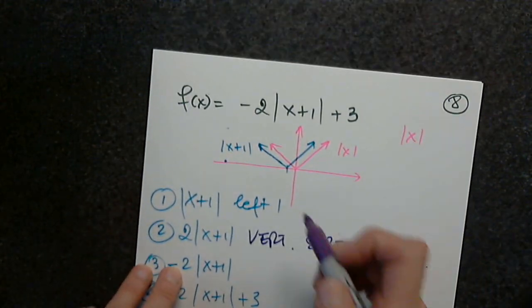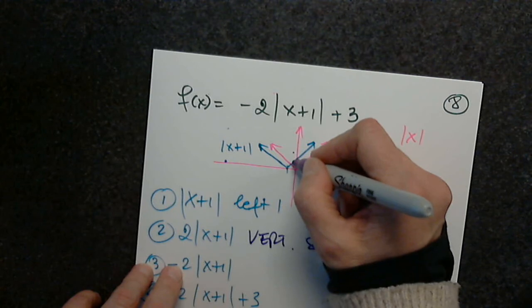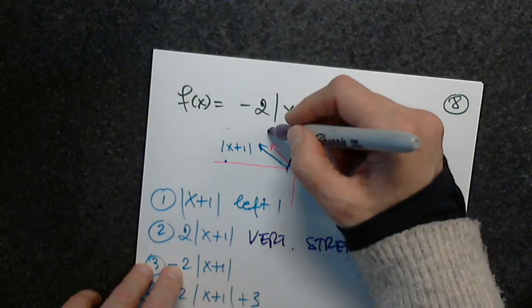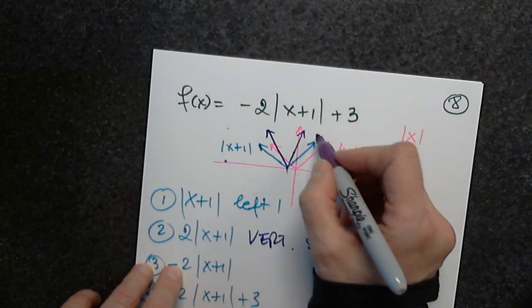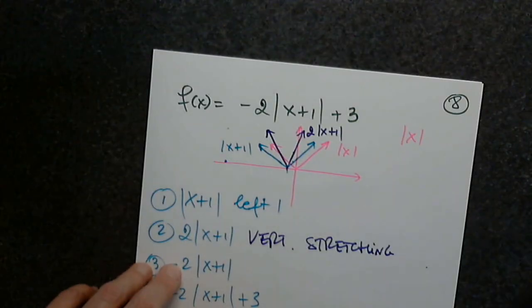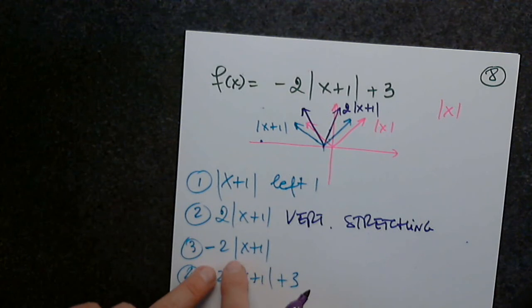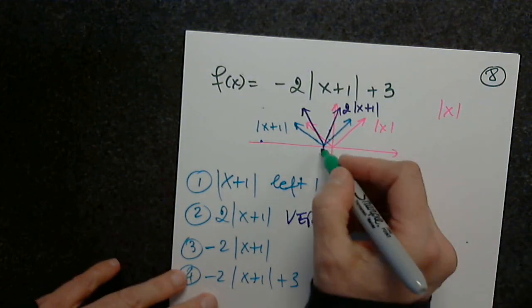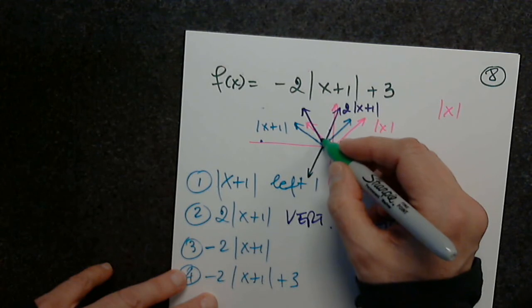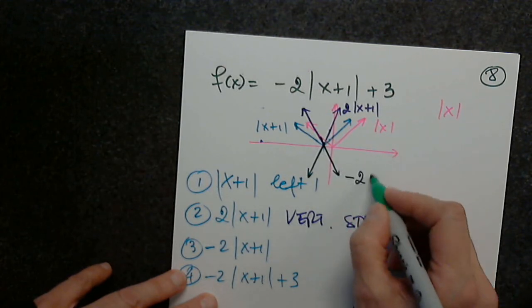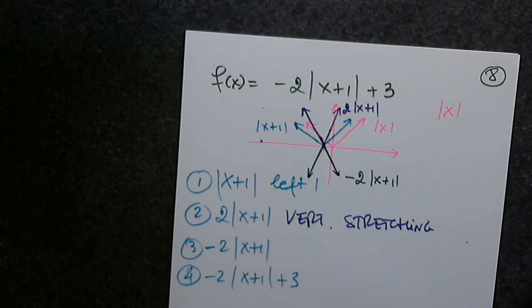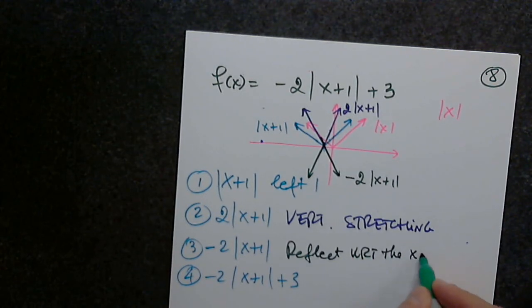I'm going to vertical stretch the blue graph by a factor of 2. Something like this. So this is 2 times the absolute value of x plus 1. Okay, what does this do to that? Reflect, yes, reflect with respect to the x-axis. Here it is. So this is -2 times the absolute value of x plus 1. Final graph. So this is reflected with respect to the x-axis.